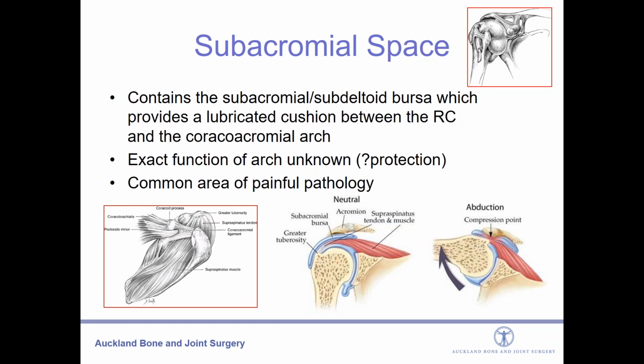We think maybe it's a protective element, but the big problem is because of the demands of life now, our sport, our work, we do probably a lot more than the shoulder's built for. And so that's why we see a lot of pathology in the subacromial space, and particularly with the cushion that separates the rotator cuff from that coracoacromial arch called the subacromial subdeltoid bursa, because often that can be compressed, impinged as the tendons move underneath.